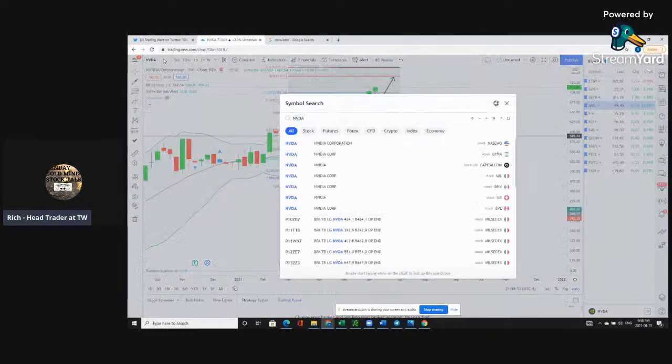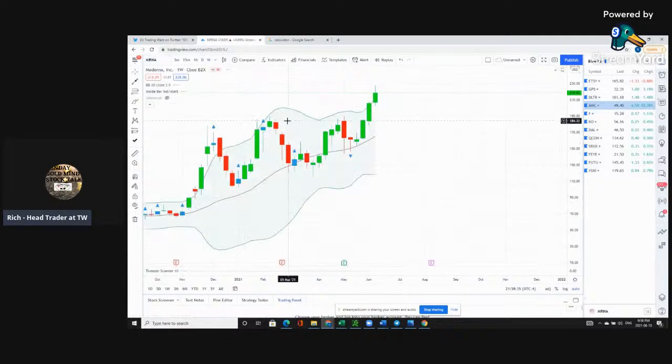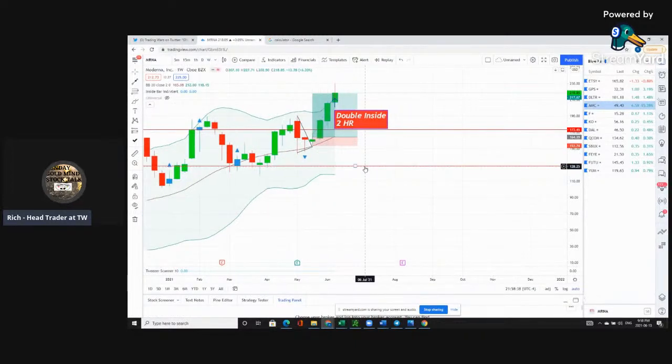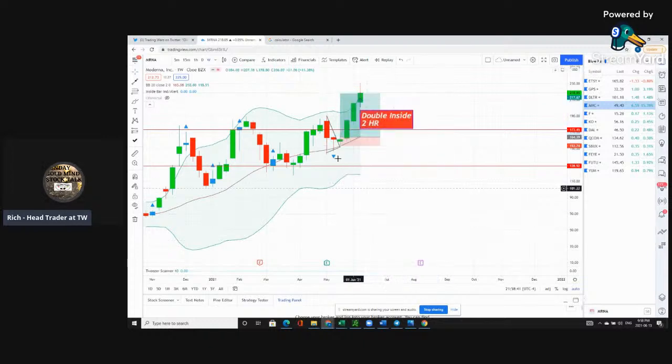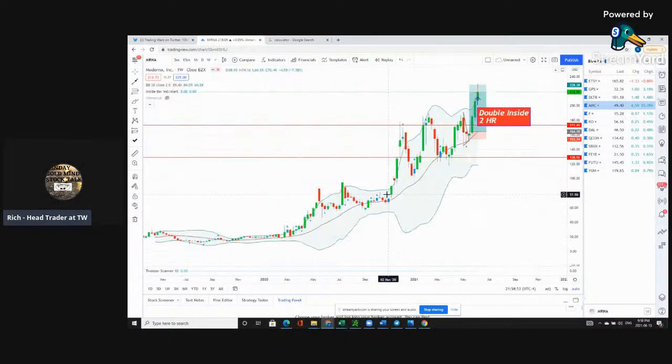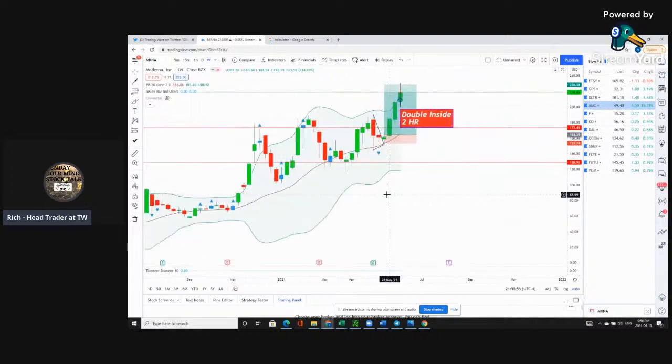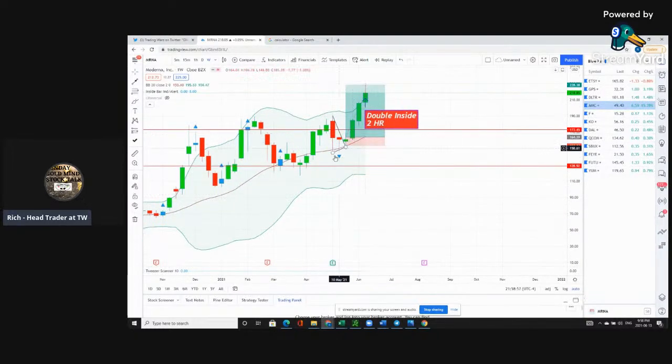And Moderna, look at this. So we took Moderna in the private swing room, and I'm still in it. My entry was 164.39. I took that inside bar, took that long, and look at that. We've made 6 times our money. So if we risk $1,000, that's $6,000 right there. Okay, so Moderna, I love it. It's at new all-time highs. I'm already in it, I've already locked in, and my stop loss is at break even, so I have nothing to lose anymore.